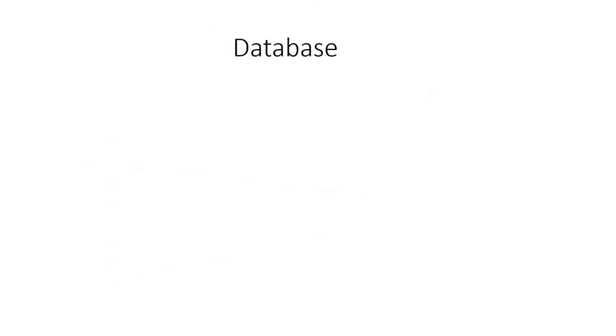Now, another thing is the database where we are going to store our metadata information. So databases in general are of two different types. One is a relational database and another is a NoSQL database. Now, there are properties associated with each kind of database.